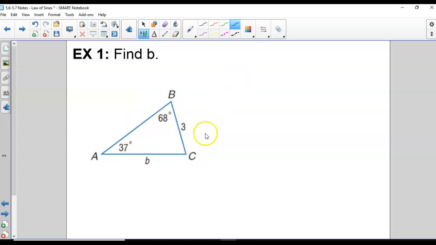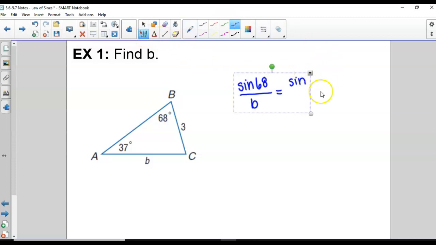So I'm going to set up this problem. I need to find b, so I'm going to say sine of 68 degrees over b equals sine of 37 over 3.